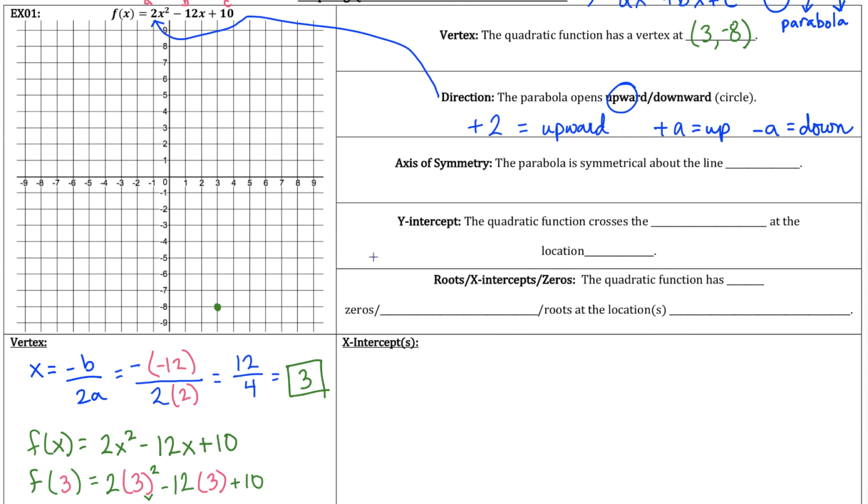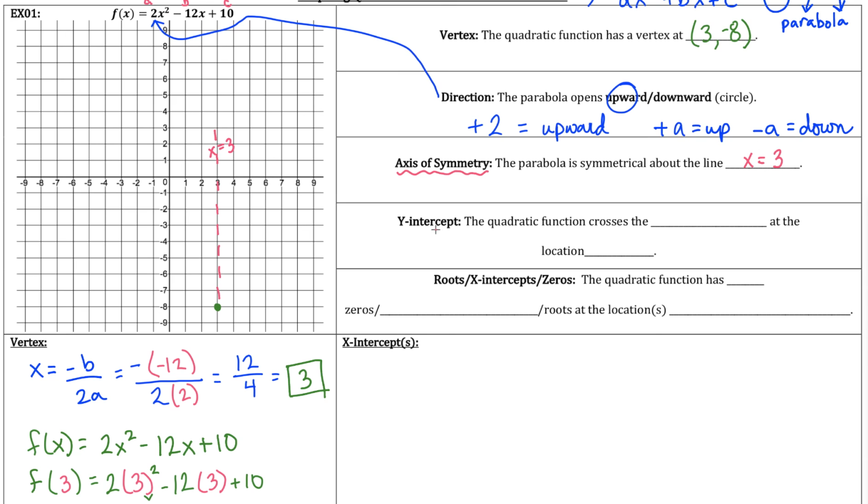Axis of symmetry. We know that the axis of symmetry is going to go right through the vertex. It's this line right here. It's where x is always 3, like 3 comma 2, 3 comma 1, 3 comma negative 8. Like, x is always 3.